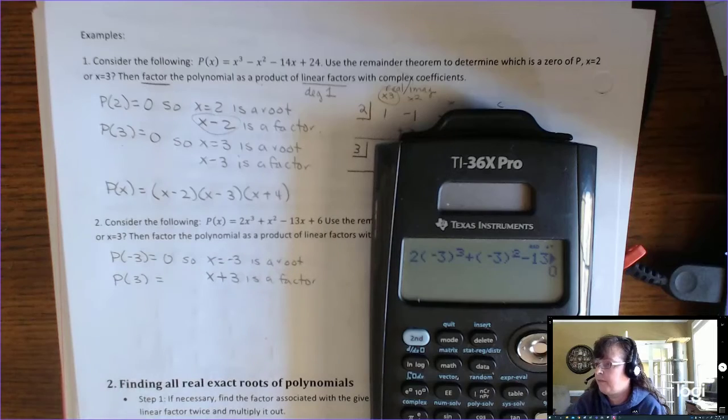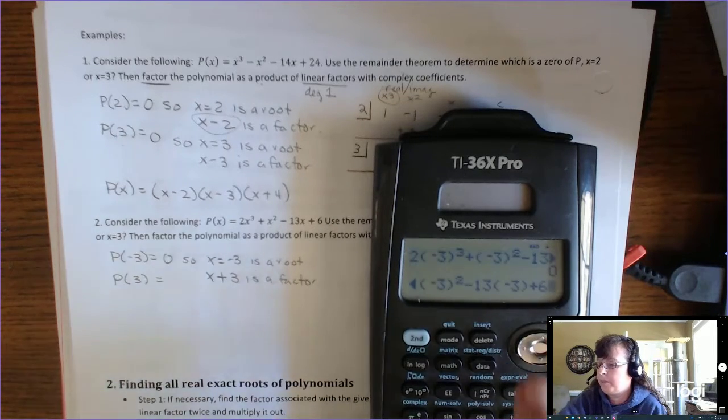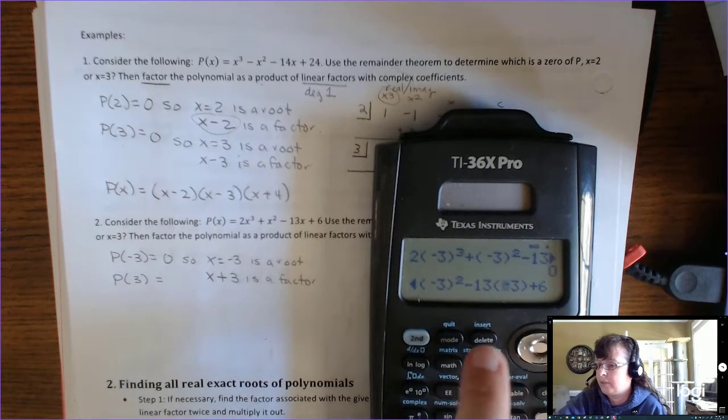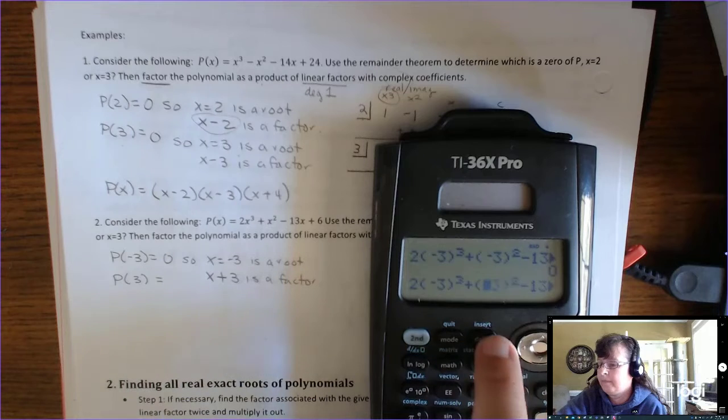All right, let's check 3. The same thing we'll do. We'll go up and grab that and get rid of the negative so we can evaluate 3.